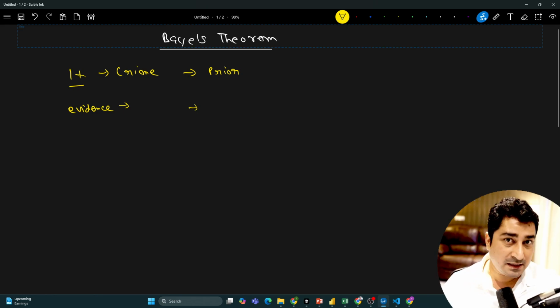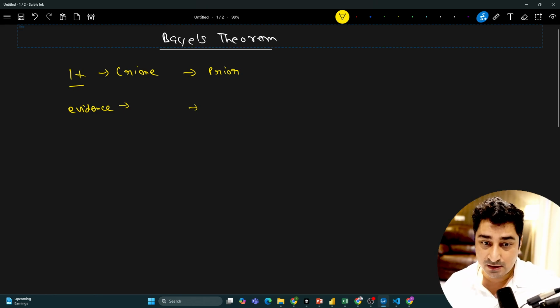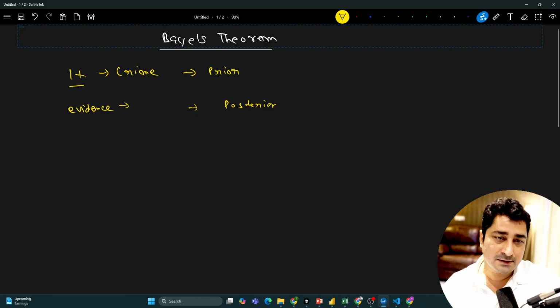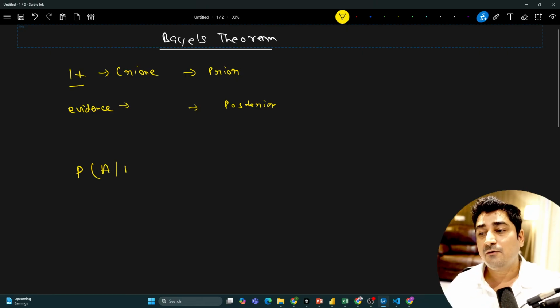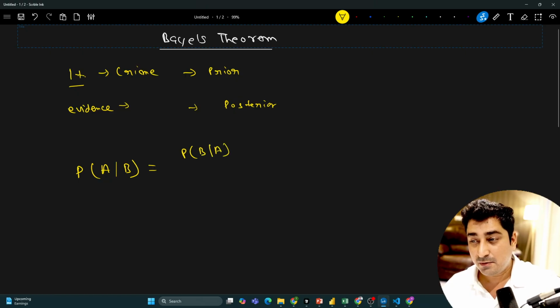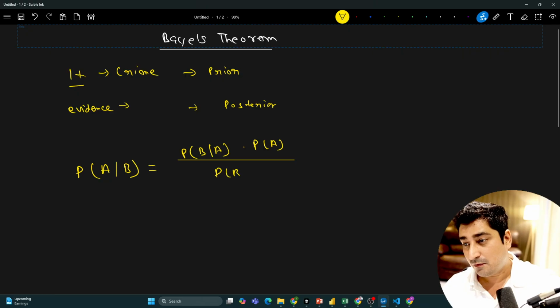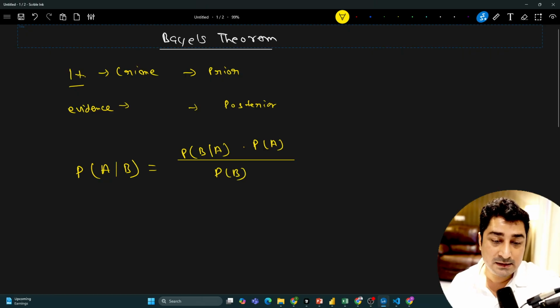So when I have evidence and I'm trying to prove that the person has committed a crime, this is called the posterior. So there is a prior probability and there is a posterior probability. Once I'm able to get the evidence, Bayes theorem comes into the picture, and it says that the probability of occurrence of event A, when we have information about event B, is equal to the probability of occurrence of event B when we have information about A, times the probability of event A, divided by the probability of event B.